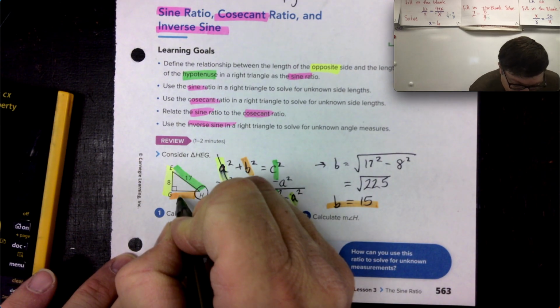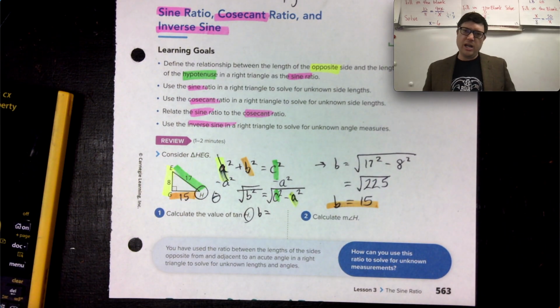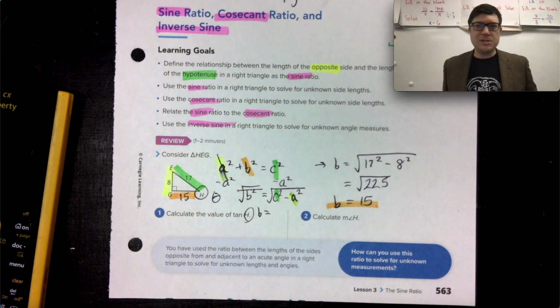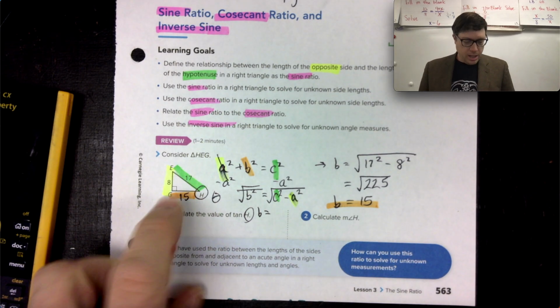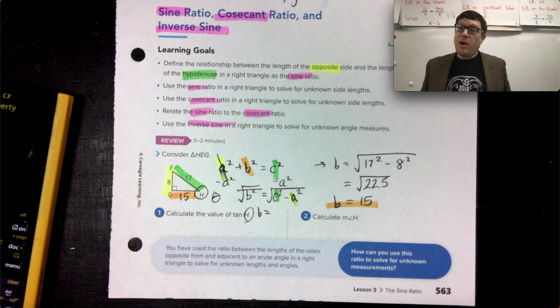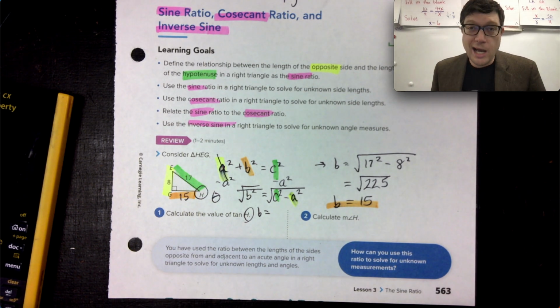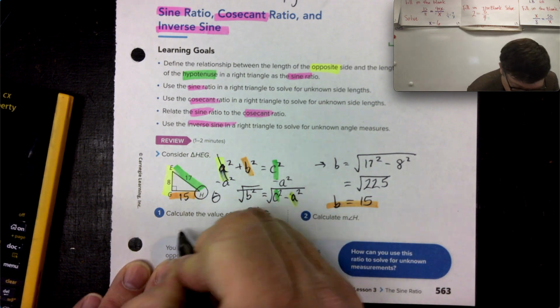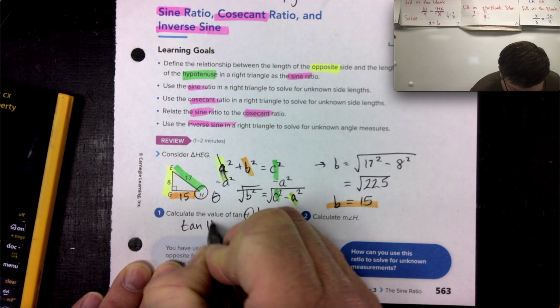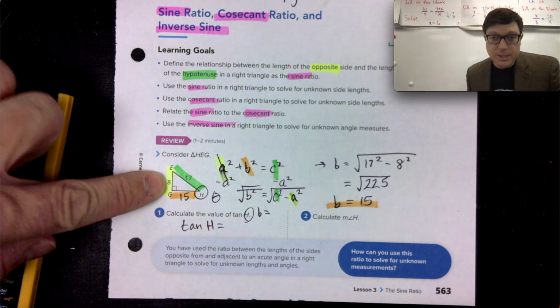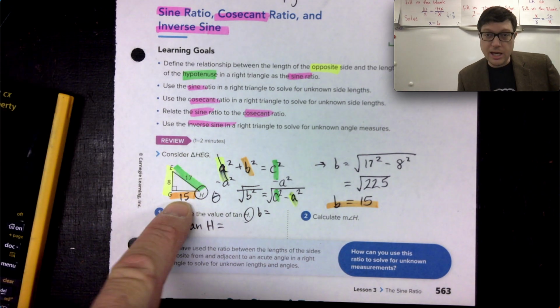I'm going to put all of that in. I haven't even begun answering question 1 specifically. This is all setup that you have to know how to do and be expecting to do when you have two sides of a right triangle and you need to find the third. Now let's answer question 1. The tangent of H is the opposite side divided by the adjacent side.